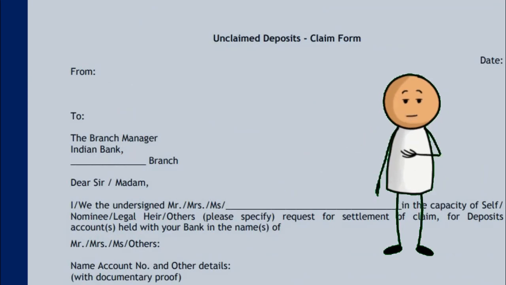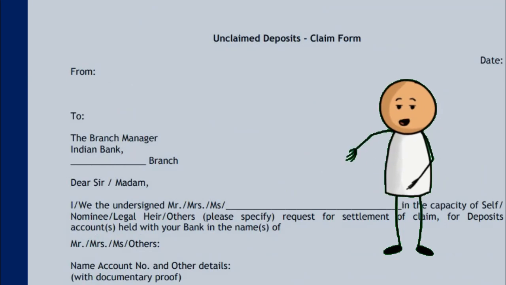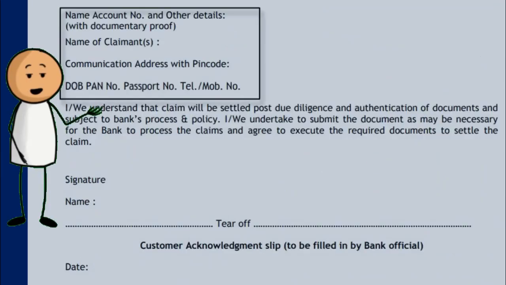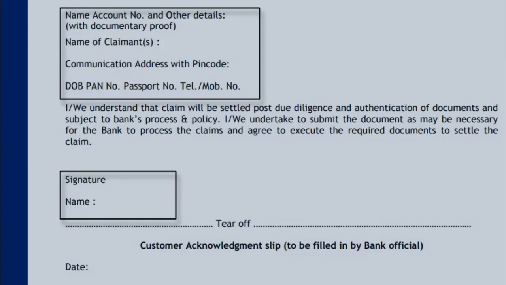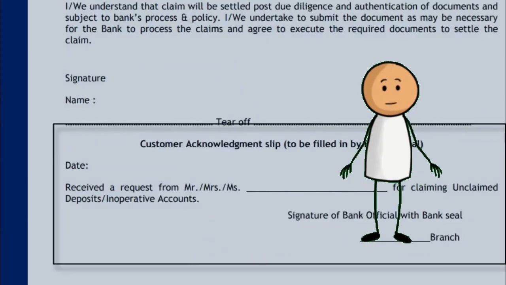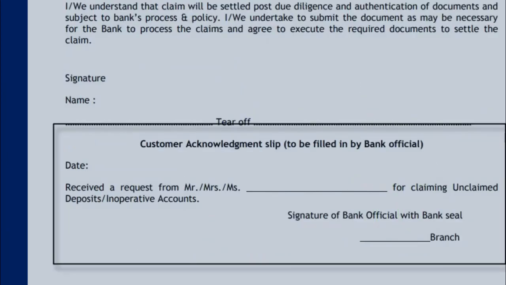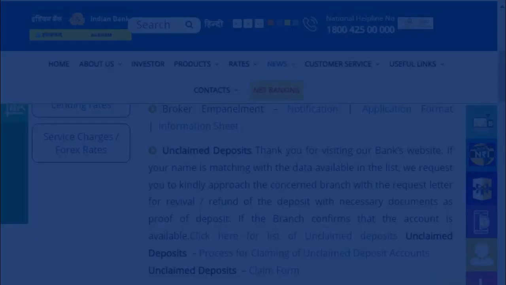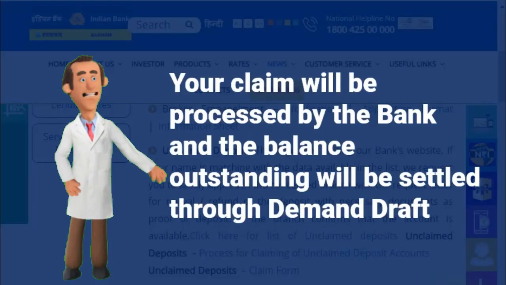Please fill this form and visit the branch where the account was maintained along with documents as per process chart. Fill all details without omission. Sign and write your name. Obtain the acknowledgement portion duly signed by the officer. Your claim will be processed by the bank and the balance outstanding will be settled through demand draft.